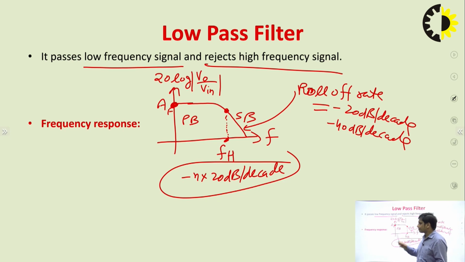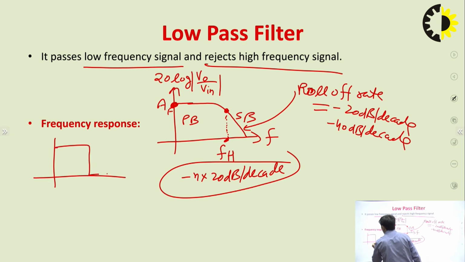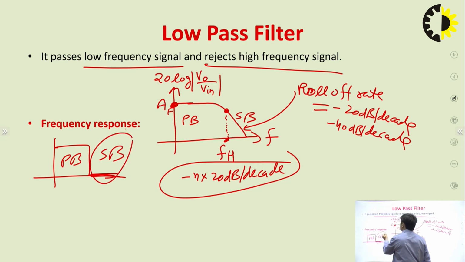So this is the frequency response and this is the practical response. If we go for the ideal response, then the ideal response will be like this. Now you can see that this one is the pass band, this one is the stop band, and in the stop band there is no signal. So this is the ideal characteristics. Fine. So this is about the frequency response of the low pass filter.